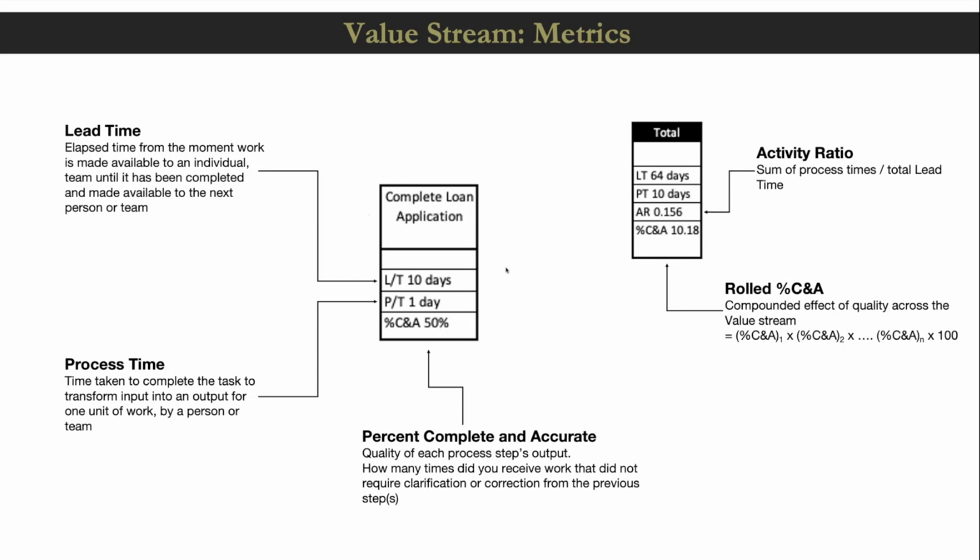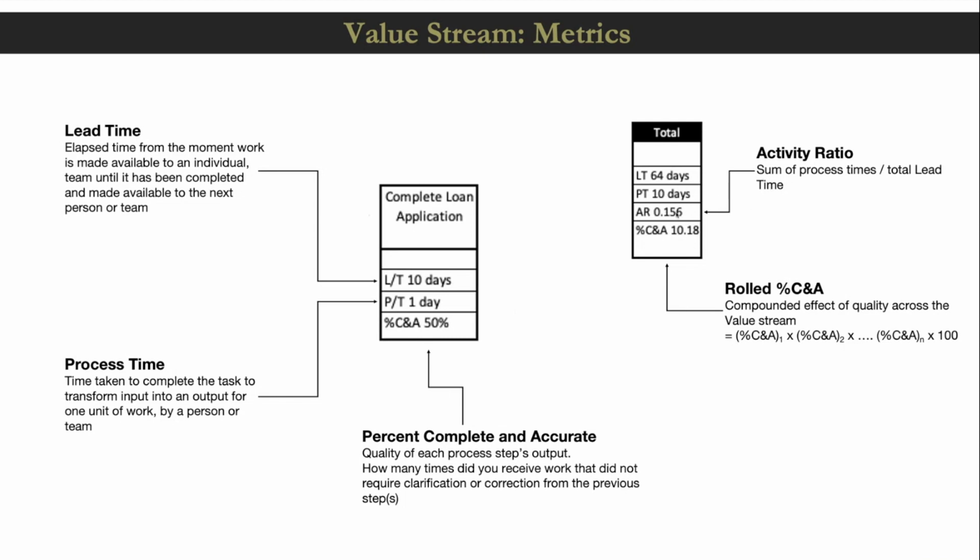All right, so let's talk a little bit more about this process step. These are the three metrics that we start to document. And again, percentage CNA isn't a calculated measure. It is just the number of times you have to go back a step or multiple steps, although it is represented as a percentage.